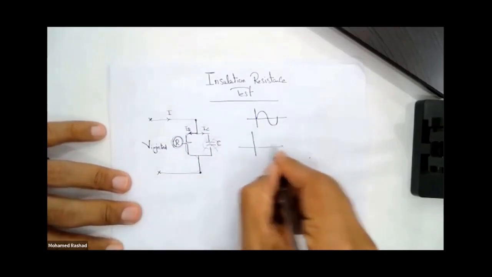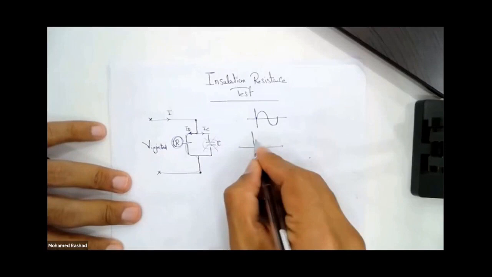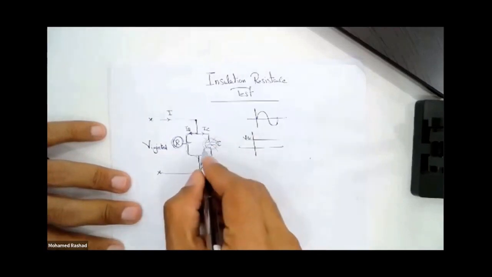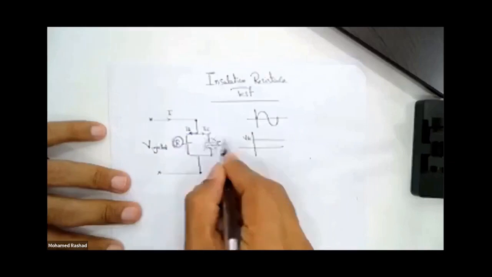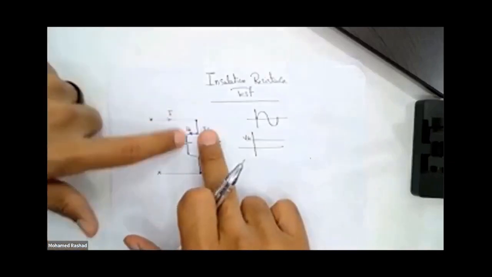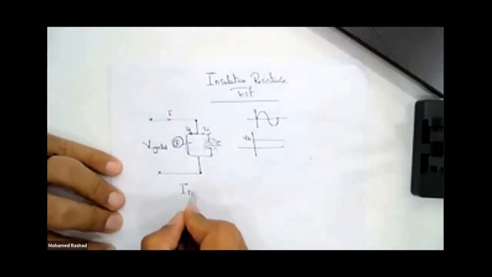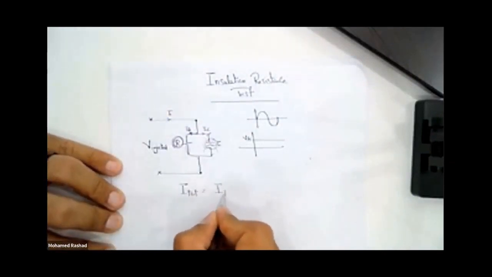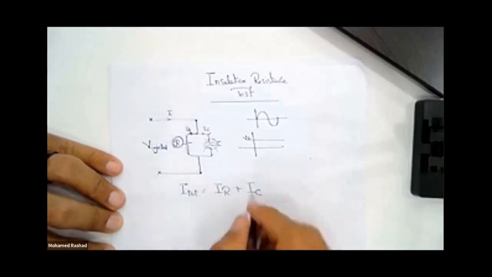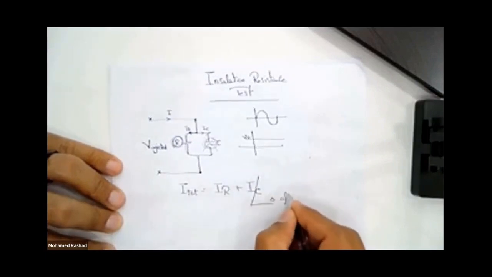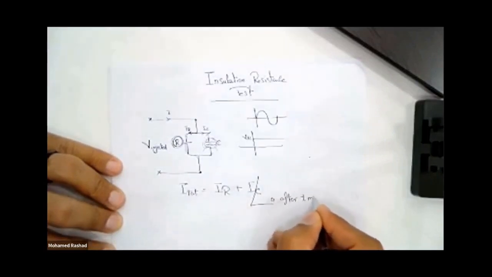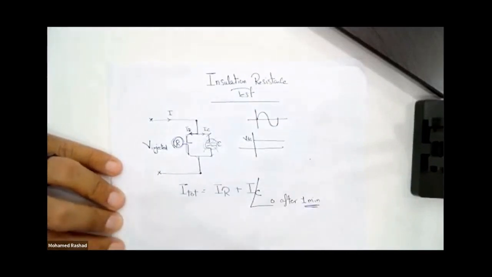So now, to get the resistance, I want to disregard the capacitive current. If I inject DC, the capacitor is charging, and therefore the total current drawn will ultimately equal IR plus IC, and IC will equal 0 after how long? After 1 minute. Oh, what's this 1 minute? That's what you told us about, Engineer Rashad, the test duration.